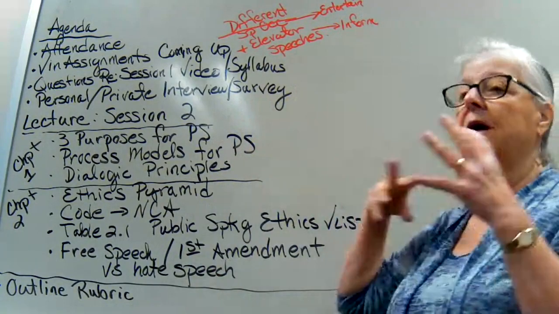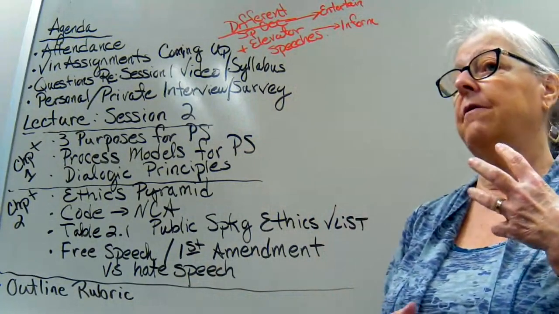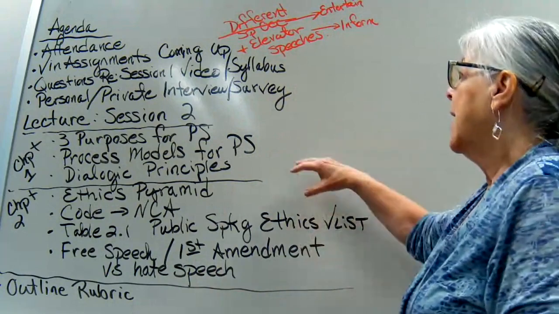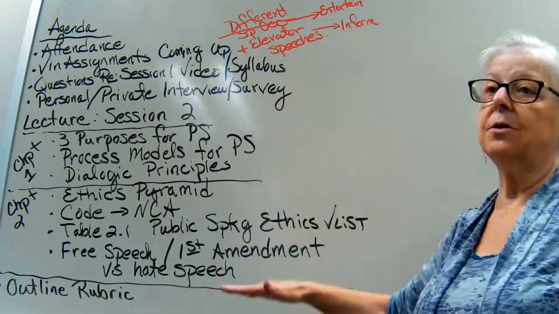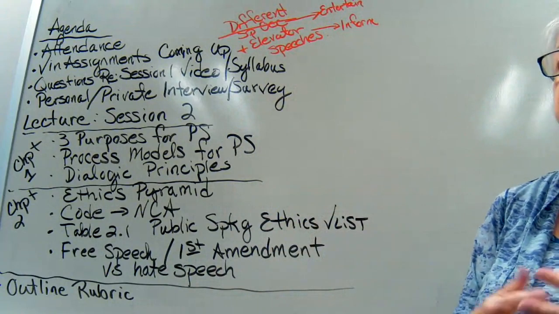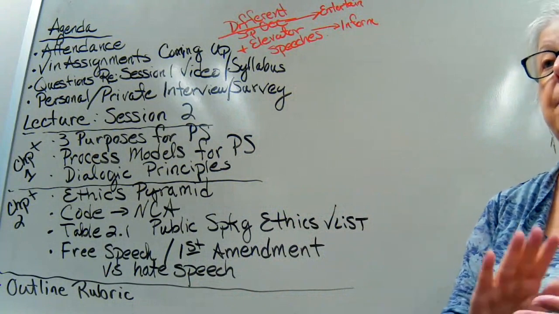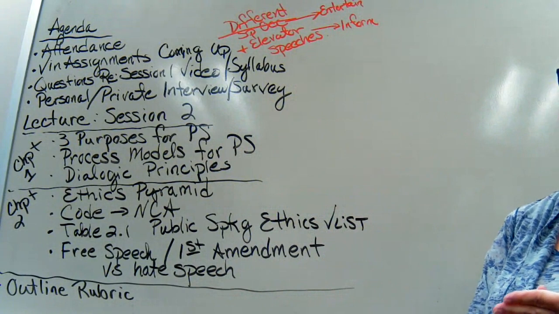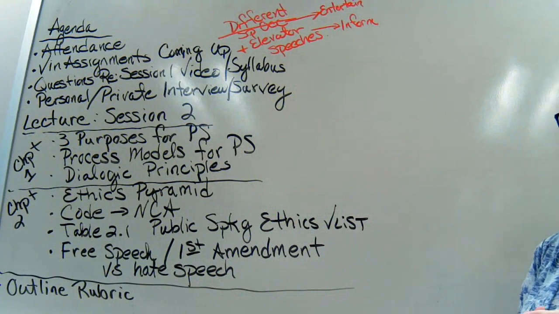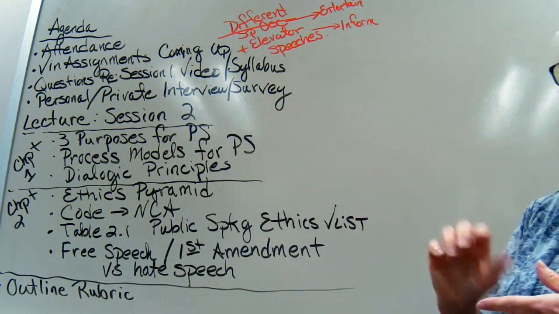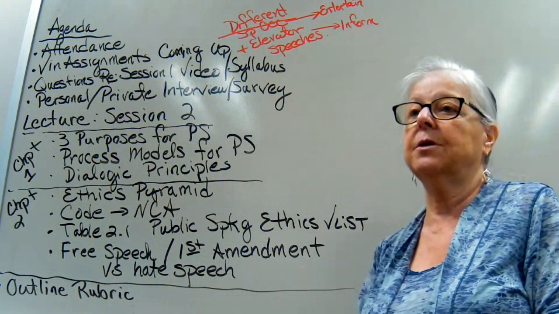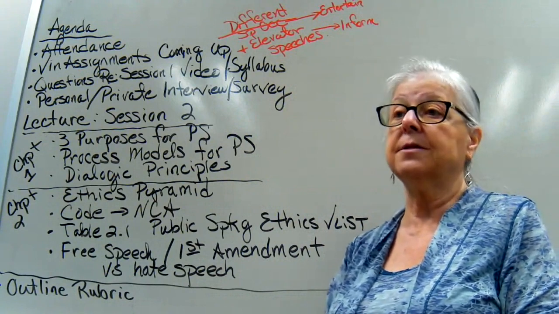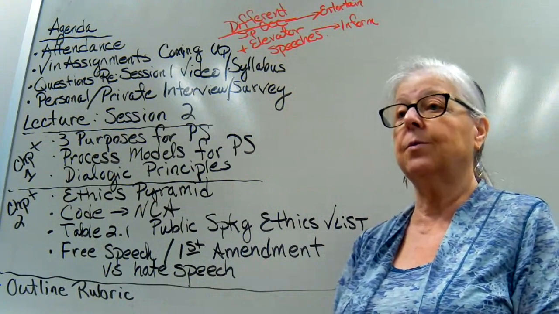We're going to talk about the dialogical principles of the type of public speaking that we are promoting for this course. I also want to cover Chapter 2 specifically about the ethics: the code of ethics, the ethics pyramid, and a chart to help you use a checklist. Finally, we're going to conclude by exploring a little bit about the First Amendment in the United States for free speech and what that really means.